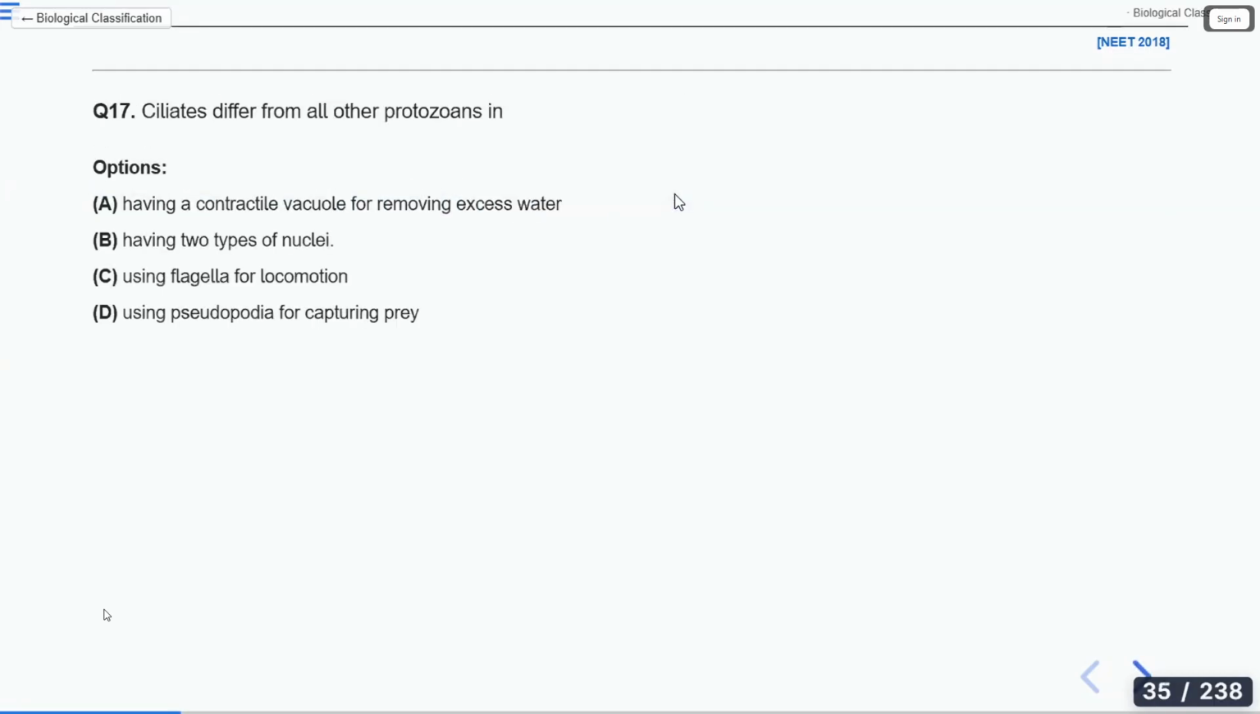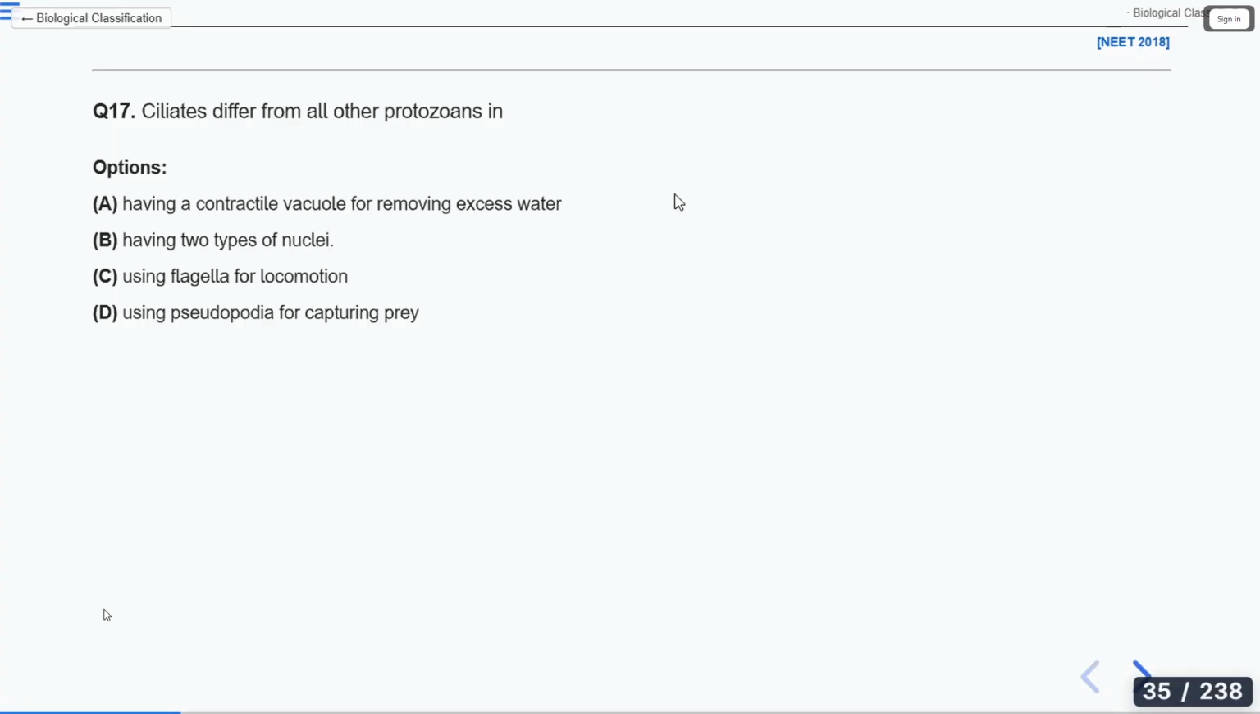Next one. Ciliates differ from all other protozoans. Options are: they have a contractile vacuole for removing excess water; they have two types of nuclei; they use flagella for locomotion; they use pseudopodia for capturing prey. What is the correct answer? Ciliates differ from all other protozoans in having two types of nuclei. Okay.